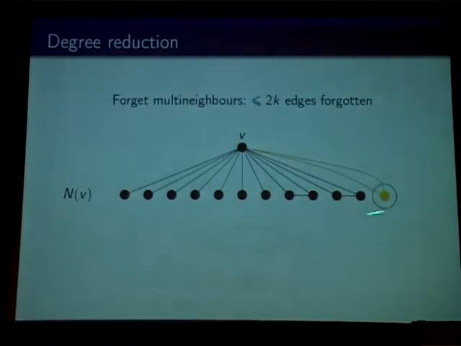Okay, at first I forget all the multi-neighbors, meaning the neighbors that are adjacent by multi-edges. Observe that we can say that we've forgotten at most 2k edges adjacent to v, because otherwise, if there were more than k multi-neighbors of vertex v, we could have reduced the vertex v in the same way as in the vertex cover problem. Yes, because if v wasn't in the solution, then all the multi-neighbors would have to be in the solution. Okay, so the multi-neighbors are forgotten.